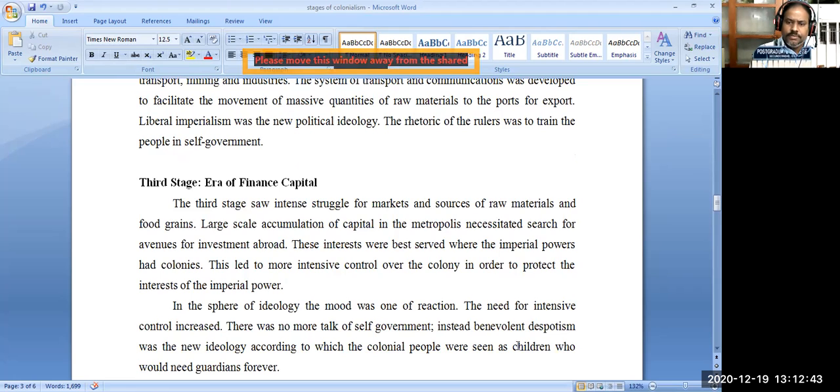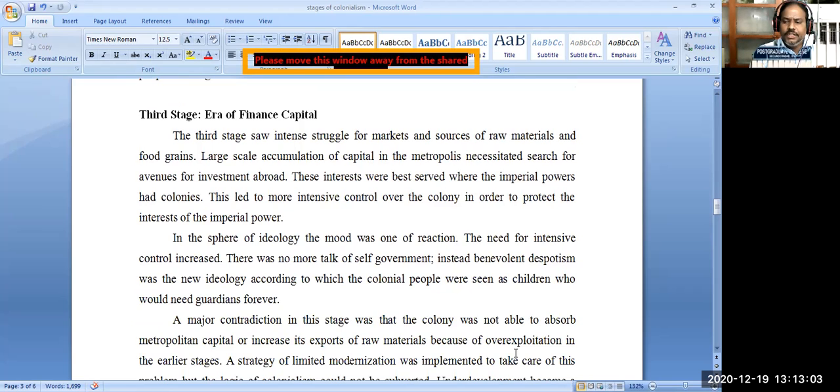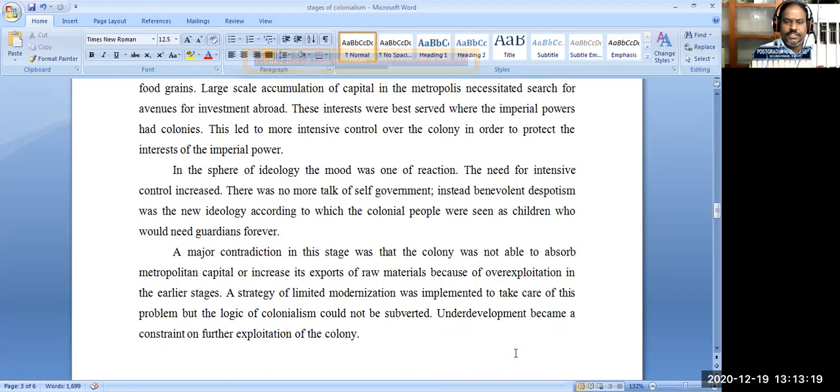In the sphere of ideology, the mood was one of reaction. The need for intensive control increased. There was no more talk of self-government. Instead, benevolent despotism was the new ideology, according to which the colonial people were seen as children who would need guardians forever. A major contradiction in this stage was that the colony was not able to absorb metropolitan capital or increase its exports of raw materials because of over-exploitation in the earlier stages.